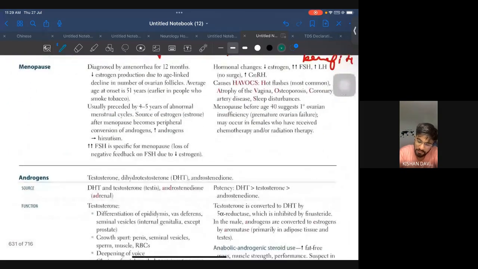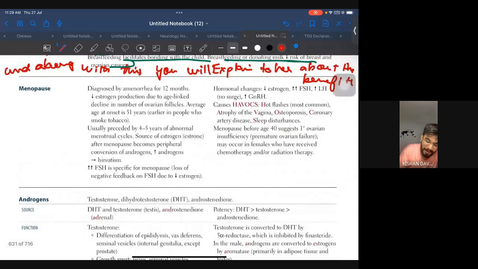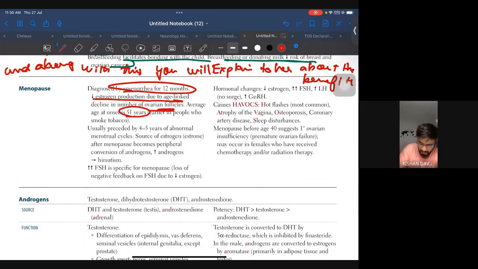Moving to menopause. Menopause is diagnosed by amenorrhea for 12 months, with a decrease in estrogen production due to an age-linked decline in the number of ovarian follicles. The average age at onset is 51 years. So in the question, they will give you 49 to 52. Okay, 49 years, sometimes even 47, 48 it can go. Usually preceded by 4 to 5 years of abnormal menstrual cycles.